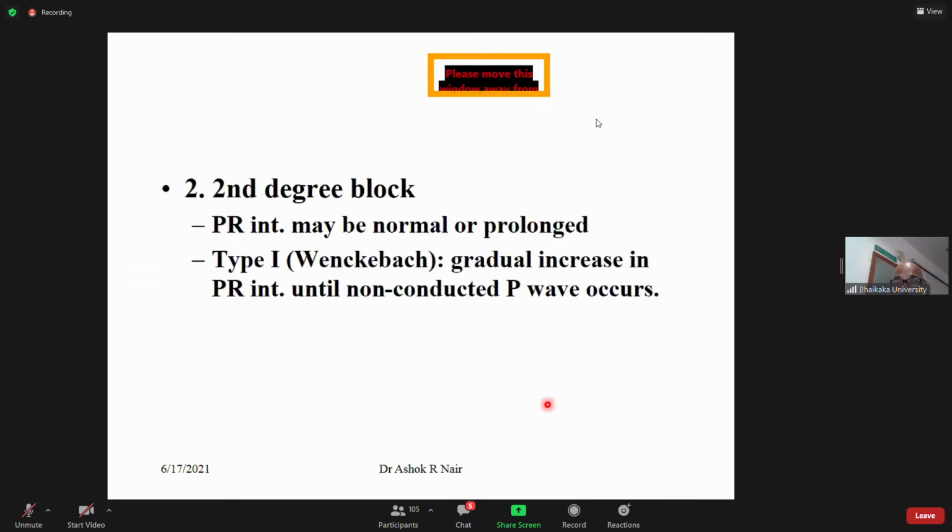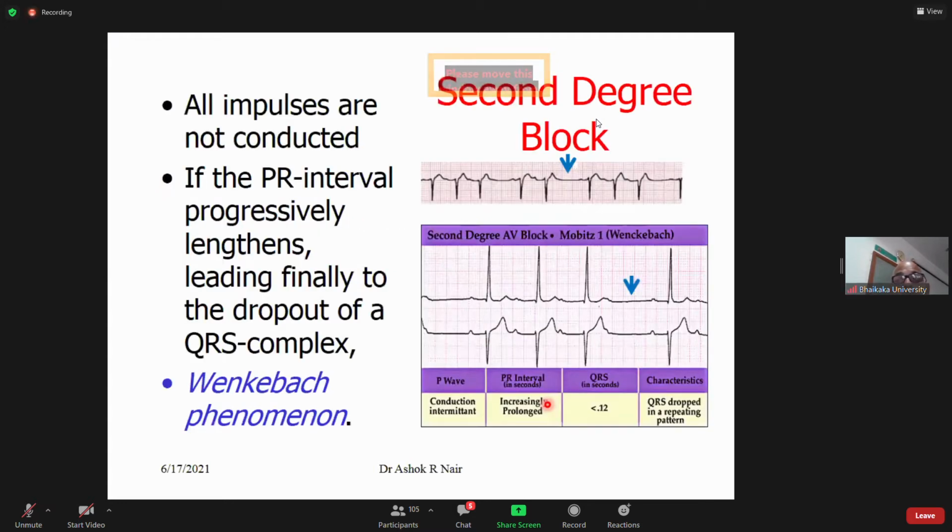It may be normal or it can be prolonged. It can be type 1 block or type 2 block. We'll see one example here. Like for example, in the second degree block, Wenckebach's block, the PR interval is gradually increasing. If you look at this one, the next PR interval is gradually increasing, and then one ventricular event is dropped. There's a drop here. So there is a progressive increase and one QRS complex is dropped. So, drop beat.